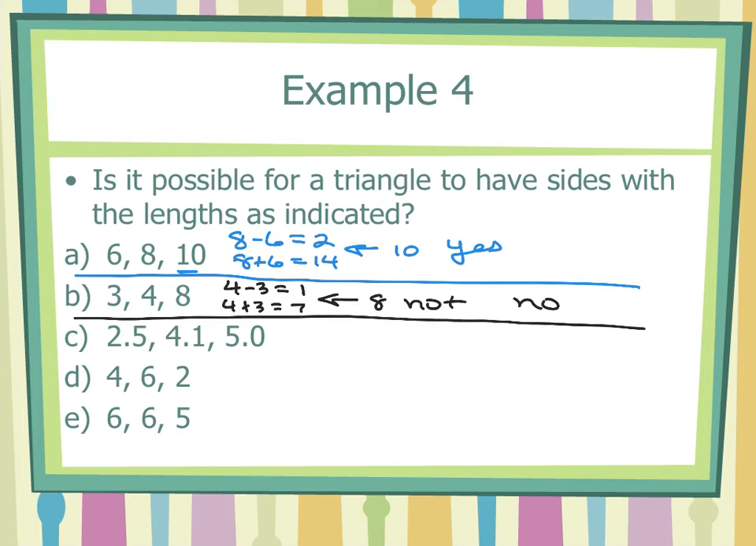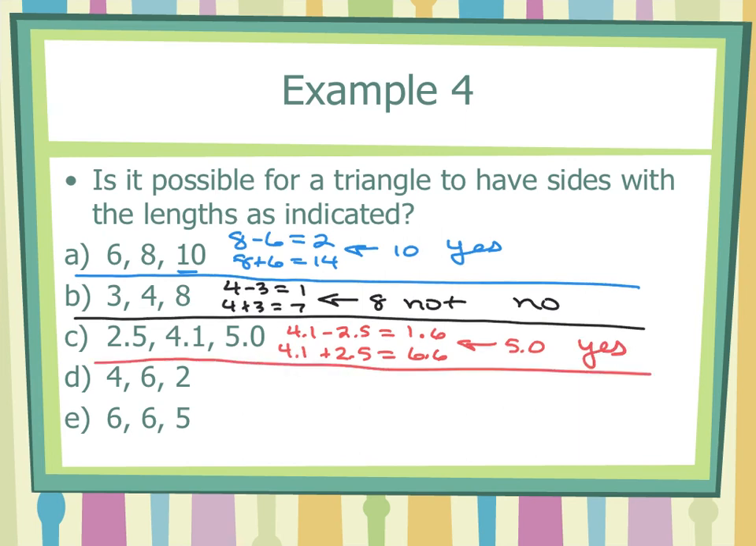The next one, I'm going to do the same thing. I'm going to add and subtract the two smaller numbers. So I'm going to do 4.1 minus 2.5, and I get 1.6. And then I'm going to also add them, and I get 6.6. Because 5.0 is in between 1.6 and 6.6, this one is yes. These three numbers could form the sides of a triangle.